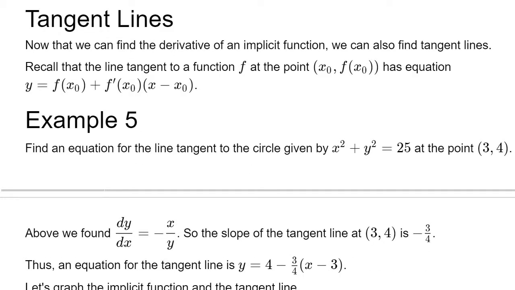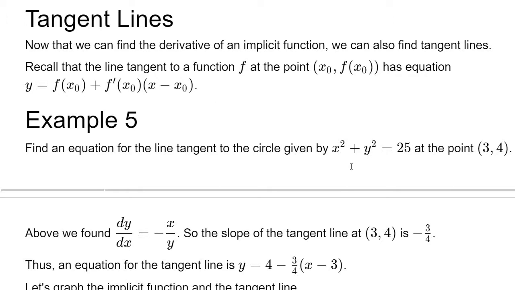Now that we can do derivatives, we can find tangent lines. Tangent lines need the slope at a particular point. We found the derivative function. Now we just need to plug in a particular x value and a particular y value to get the slope at a particular point, and then we can use the tangent line. Remember our tangent line formula: it's the y value, which comes from the function, plus the derivative, the slope, which comes from the derivative, times x minus whatever particular x value you're looking at.